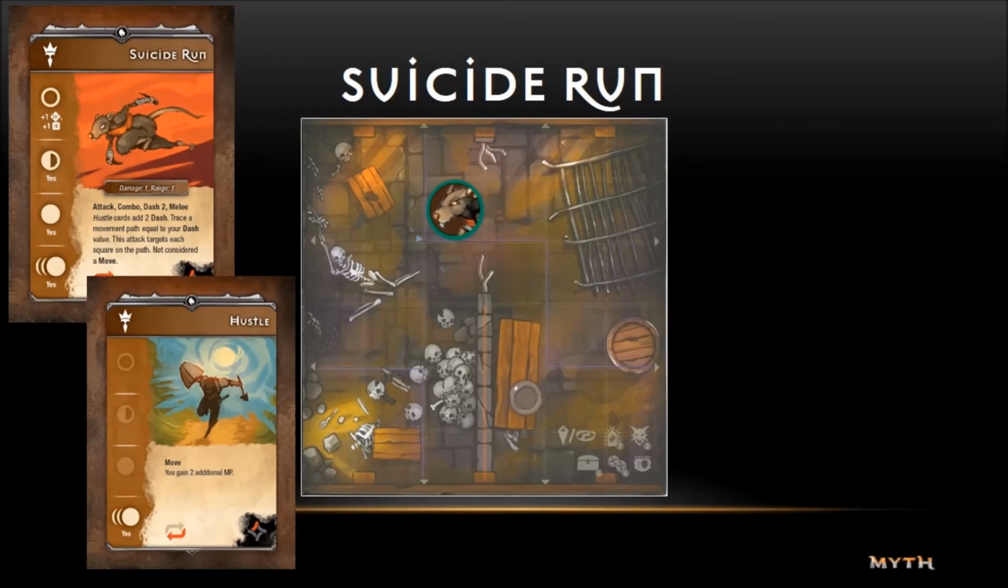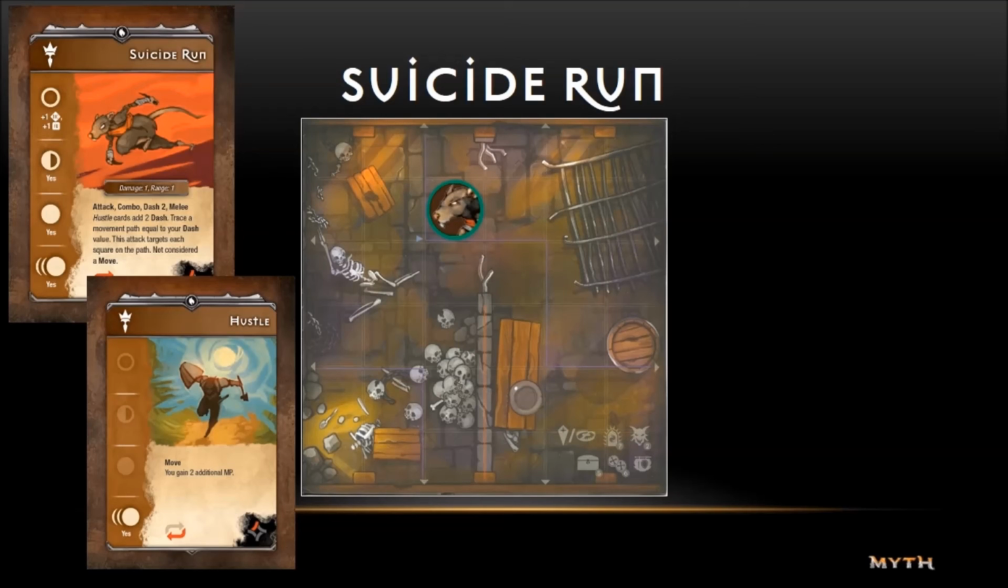Another card that sometimes gives, I'm not sure if people have a tough time with this or not, but I think it is a unique way to play the card, and I just wanted to share this with you. Suicide Run gives me a dash of 2, and let's say I played a hustle card along with it, giving me an additional 2 movement points, 2 dash, and this gives me a total of 4.